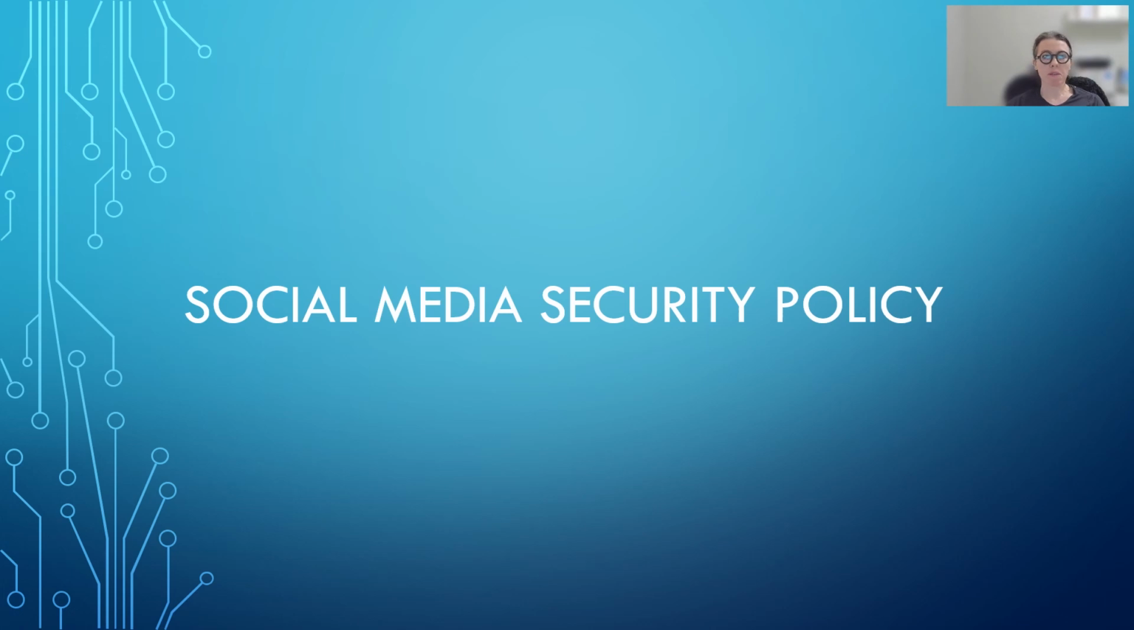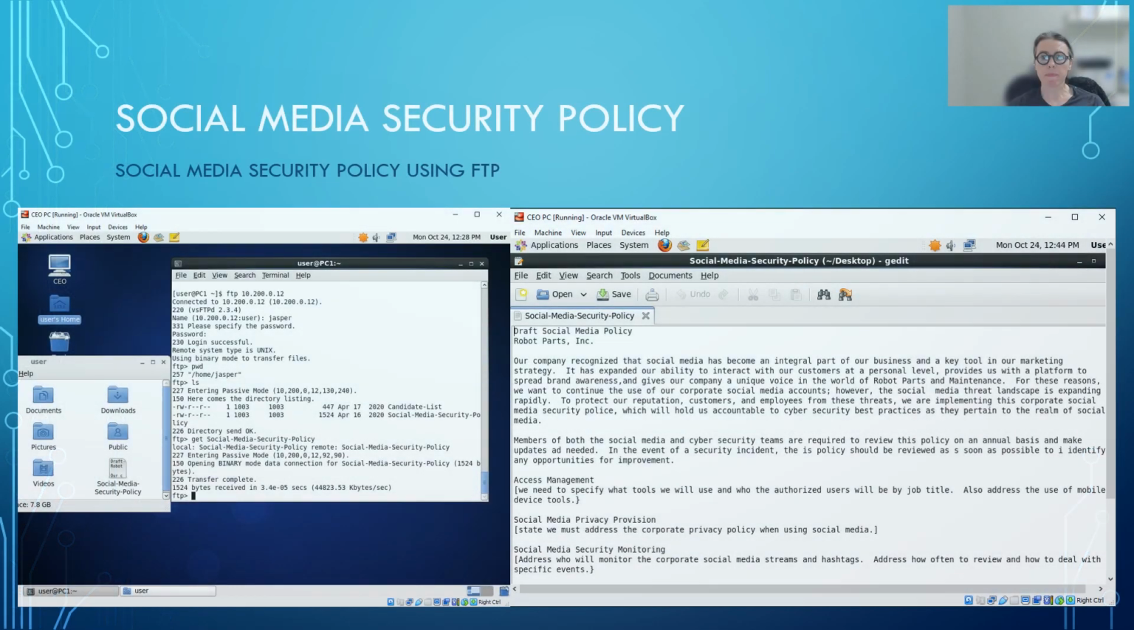So now we're going to talk about social media security. So we performed an FTP transfer between the web server PC and the CEO PC. And during this operation, we transferred the social media security policy file from the web server to the CEO PC. And this file was saved in the home directory in the user account, as shown on the right of your screen.